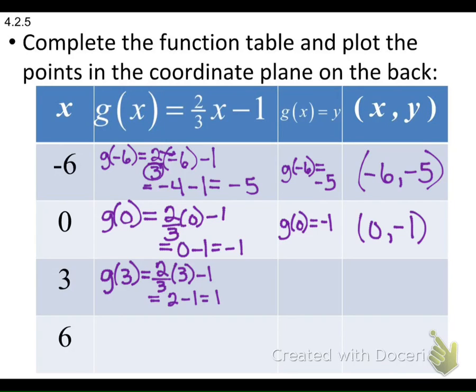G of 3 equals 1. And then parentheses 3, 1. Comma 1. Whatever. Parentheses. Good. All right. Moving right along. Eleanor. Next one here.